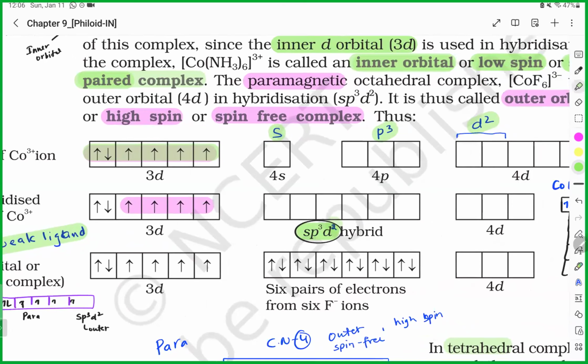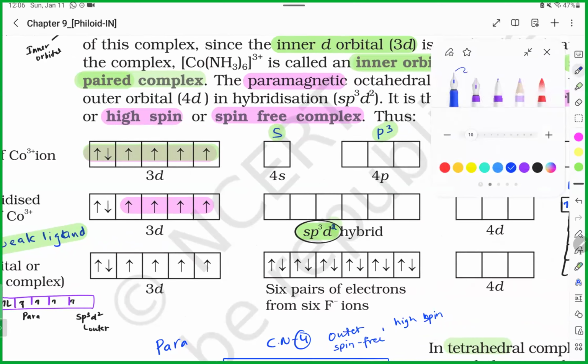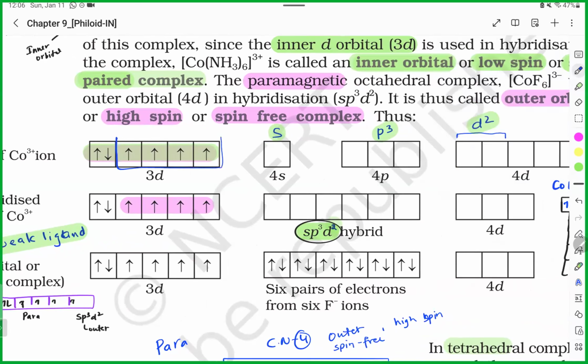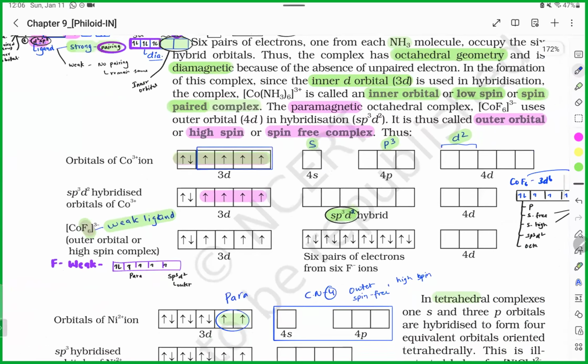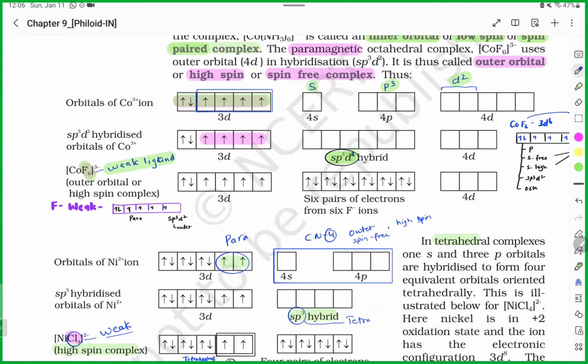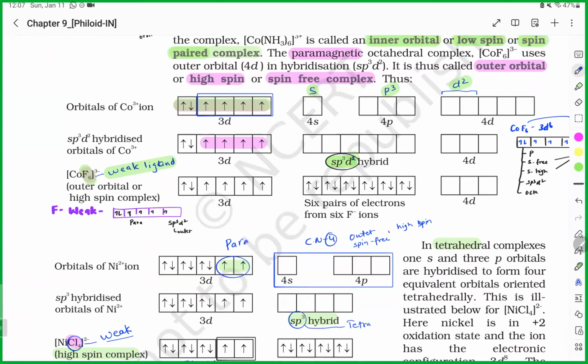But it will be paramagnetic. Why is it paramagnetic? Because of the free electrons. These electrons are unpaired. So free electrons. Okay. Done. So what is the conclusion of this?